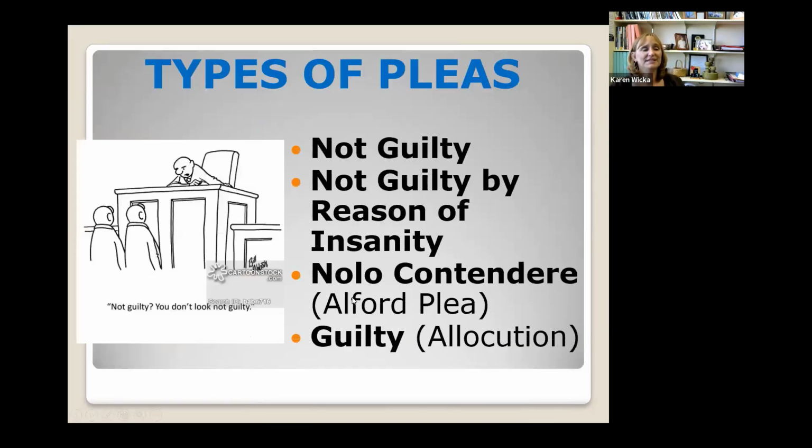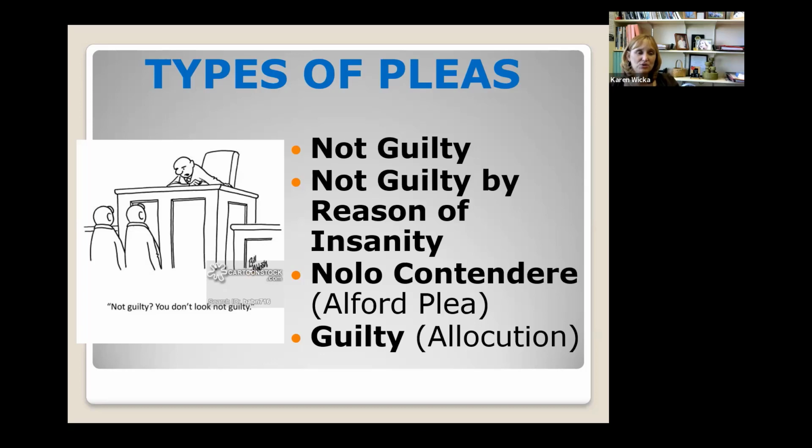Now, defendants can plead in different ways, okay? They could plead not guilty. If they plead not guilty, then you just continue on with the steps in the process, and then you just keep moving on. You could plead not guilty by reason of insanity. Again, you're going to move through the process, and the jury is going to ultimately have to make a determination whether or not you are insane.